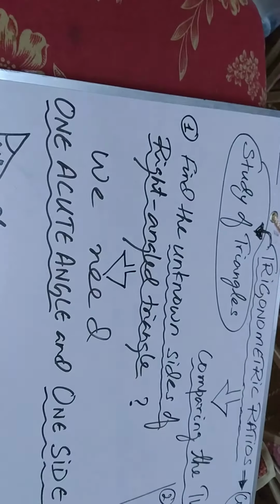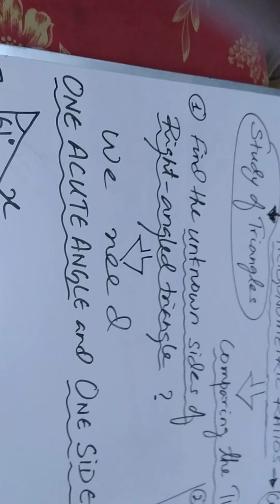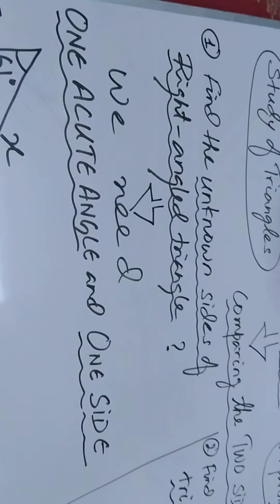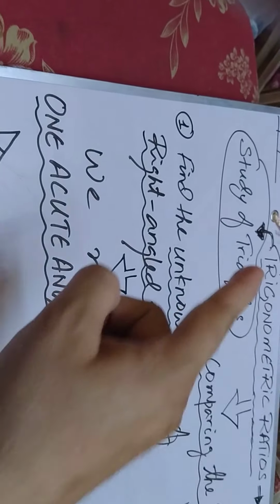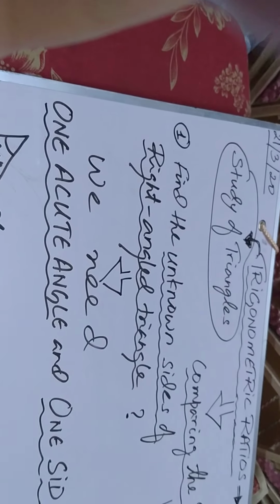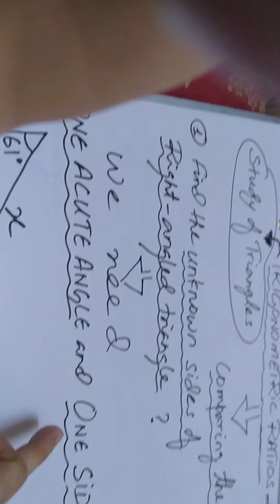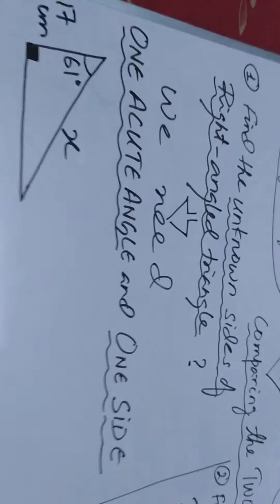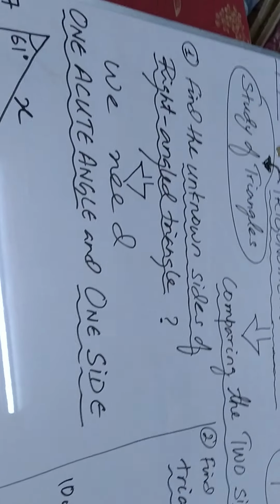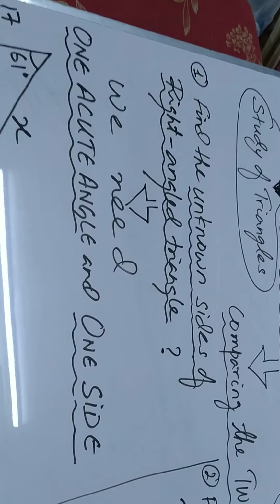Okay, so now when I say find the unknown side of a right angle triangle with the help of trigonometric ratios, I will give you one acute angle of a right angle triangle and one side. Remember, whenever anyone says find the unknown side of a right angle triangle with the help of trigonometric ratios, you always need one angle and one side. This is very important, guys.